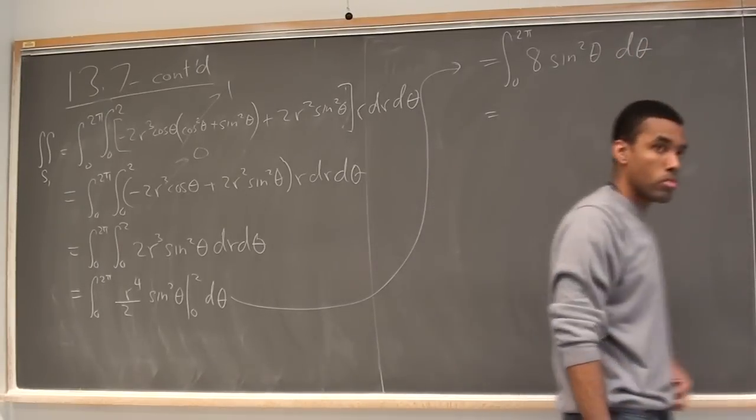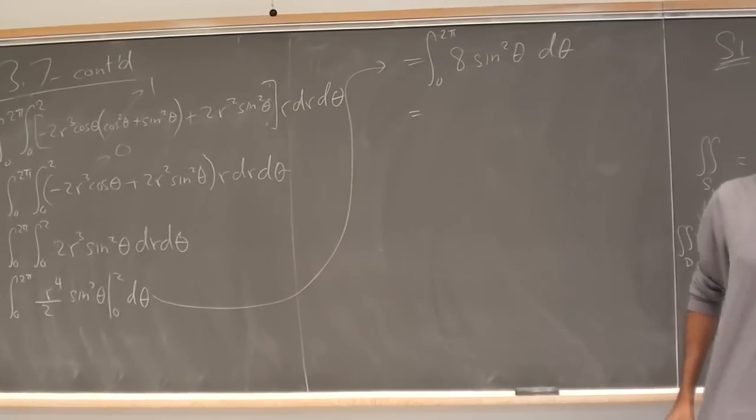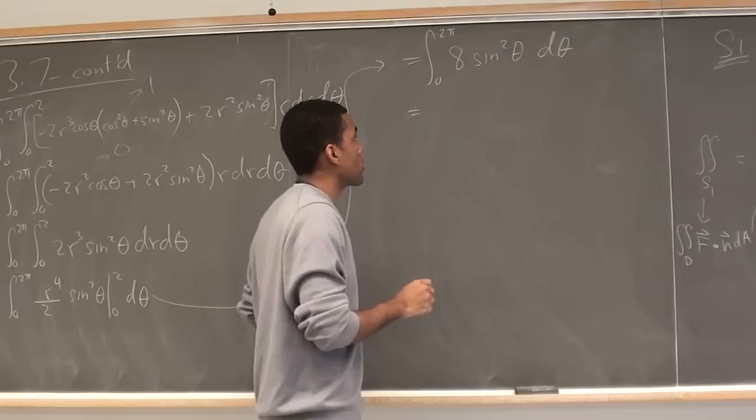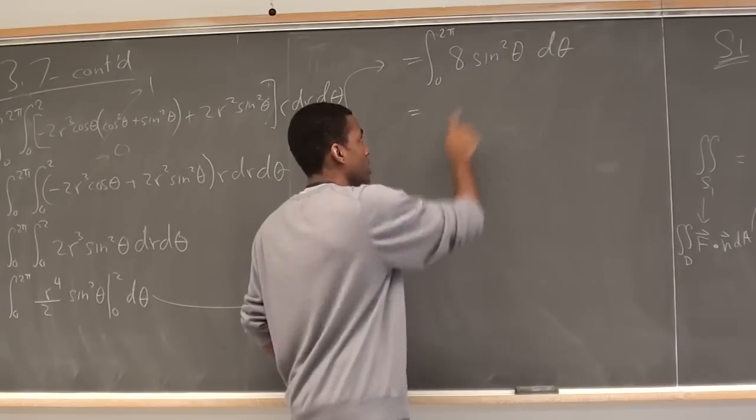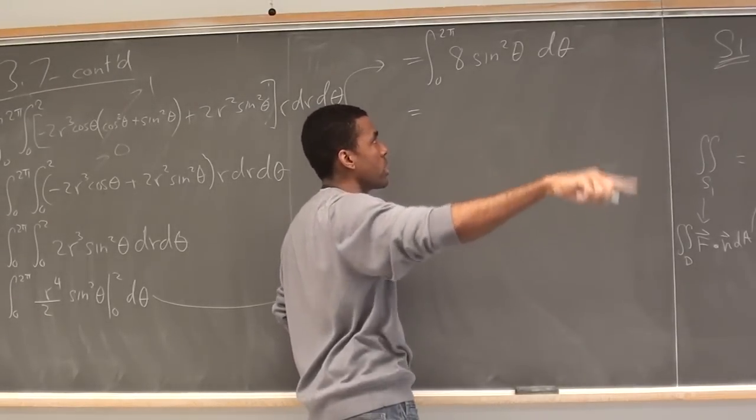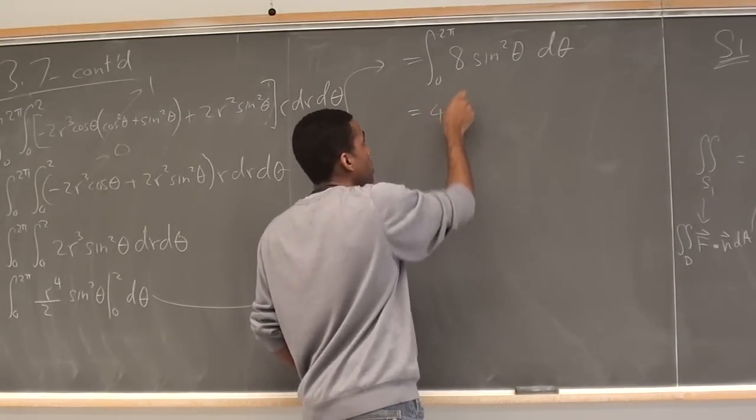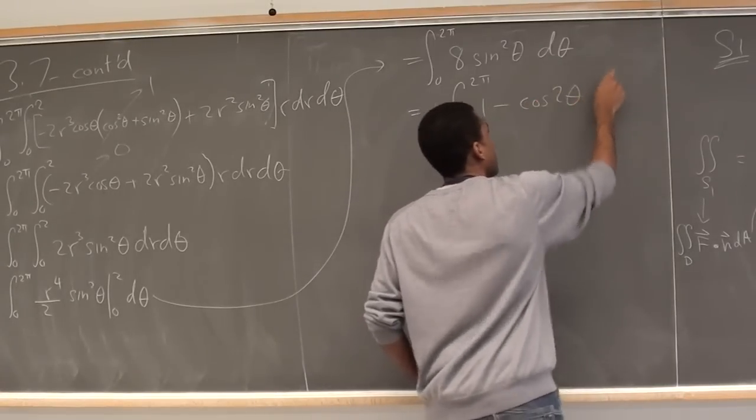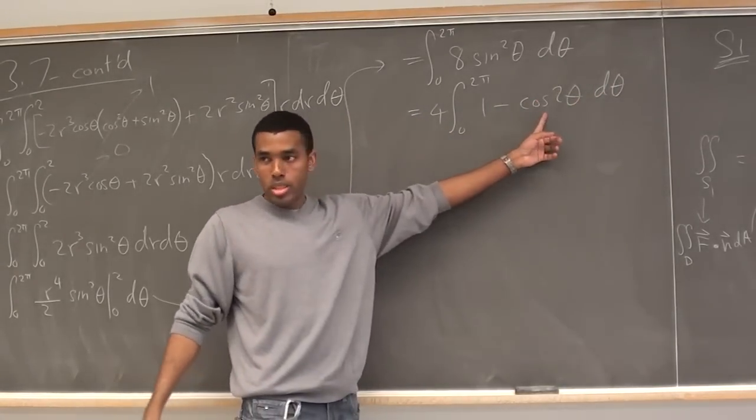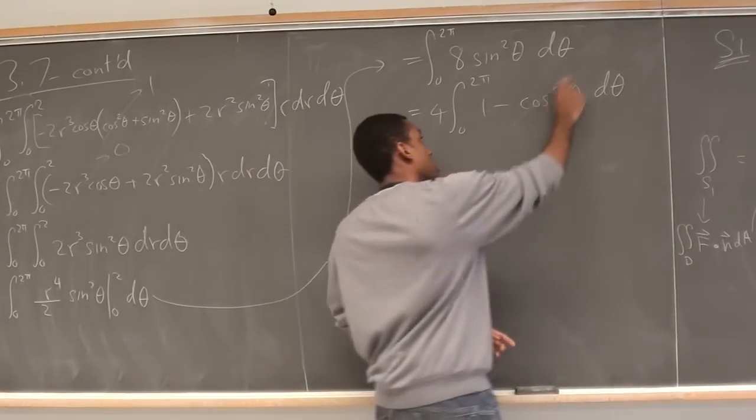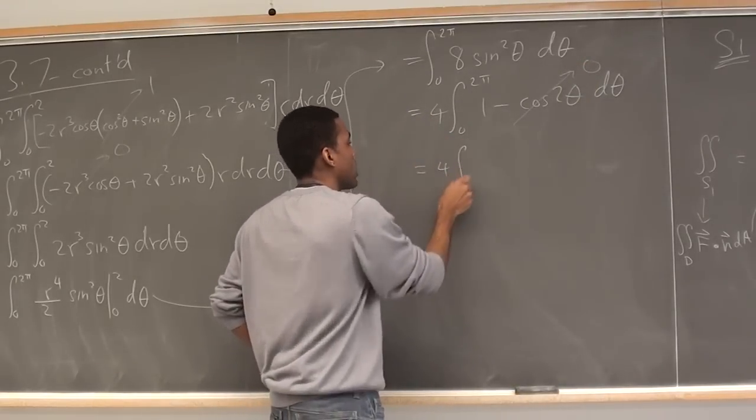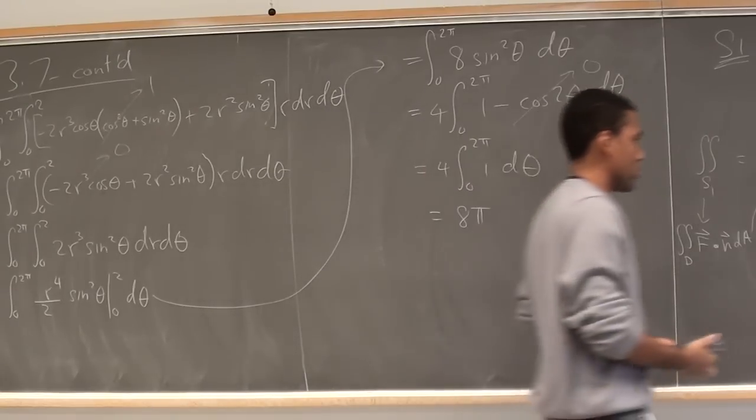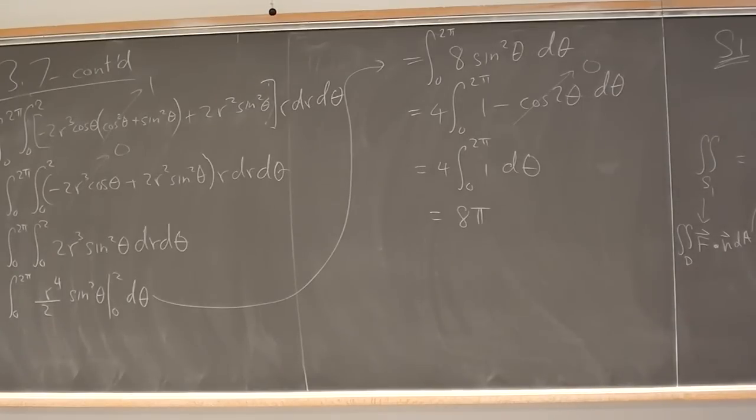How do you integrate that? Use double angle theorem. Double angle theorem. This is 1 half times 1 minus cosine 2 theta. Right? The 1 half is going to kill this, you're going to get a 4. And this would be 1 minus cosine 2 theta, d theta. The period of cosine 2 theta is pi. You're integrating over a full period, so that part is 0. Forget it. So we really just need 4 times the integral from 0 to 2 pi of 1 d theta, which is 8 pi.